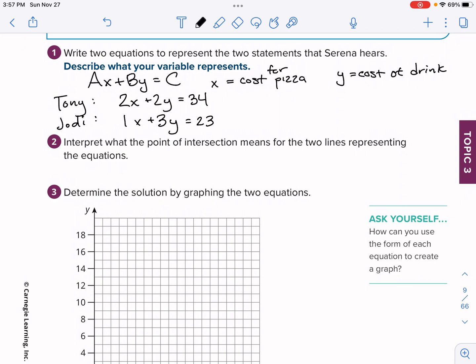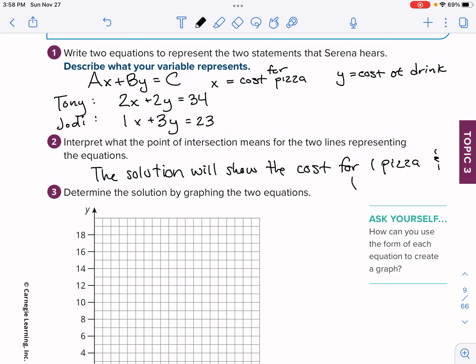All right, number 2. We're going to use this. We're going to graph it. It says interpret what the point of intersection means for the 2 lines representing the equations. So we're going to have 2 lines that are graphed here. So essentially the solution for both of these equations, or both these situations, will show the cost for 1 pizza and 1 drink.